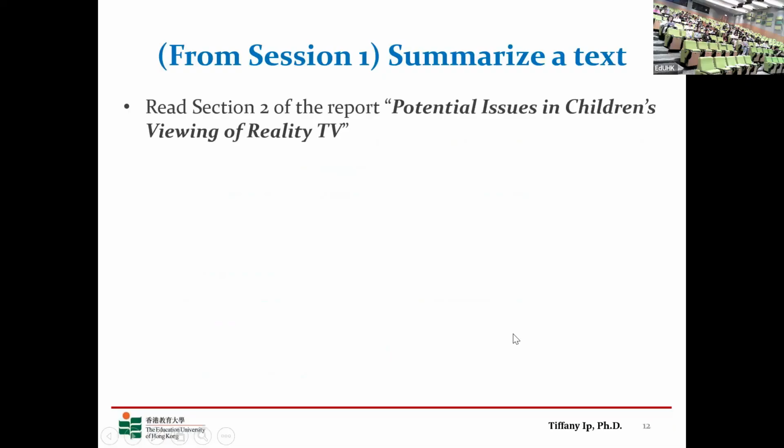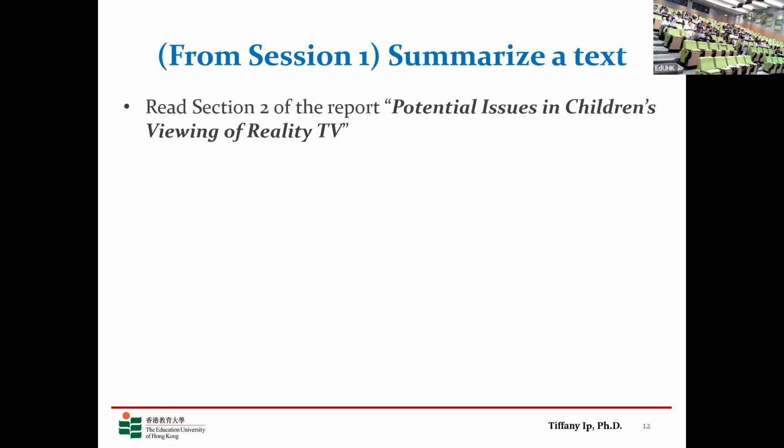So if you still remember, at the end of yesterday's section, I asked you to summarize a text, right? If you have that with you, can you please look at that? And now you can make use of the reading strategies we have just gone through today. So the supplementary handout from yesterday's section, page 4. It's still about RTV. That is from an article, which is also about RTV.